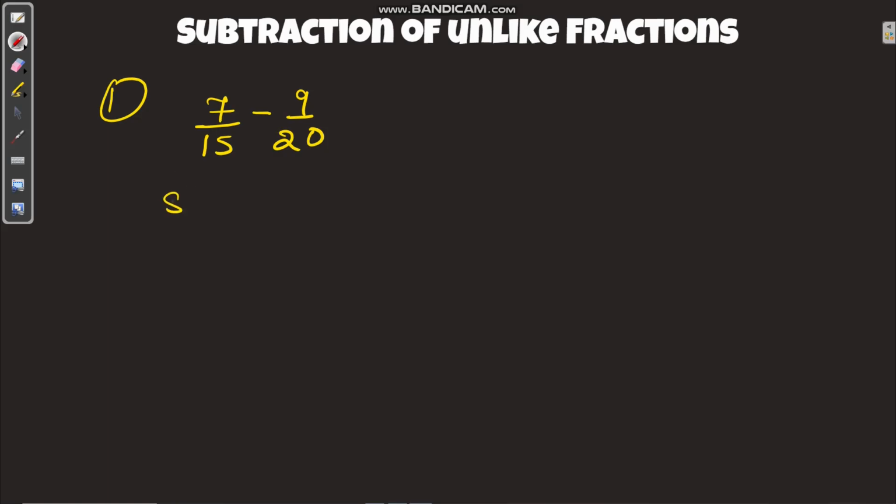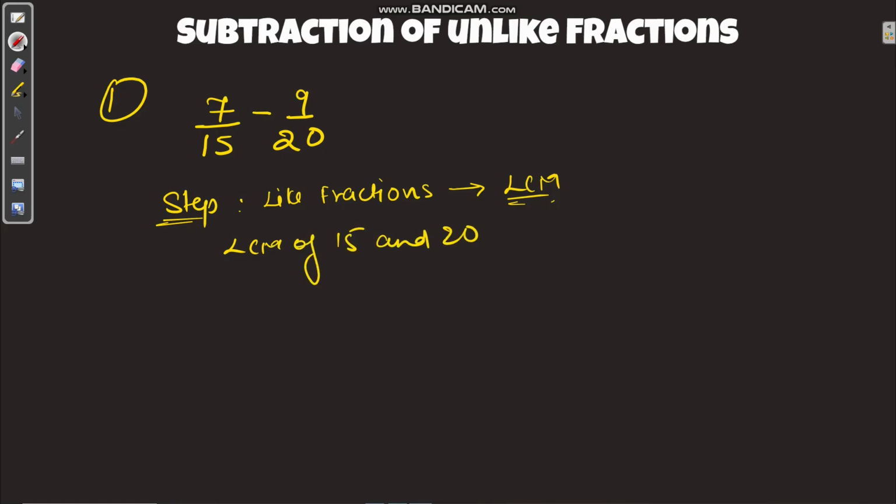So step number 1 is to convert them into like fractions. And how do you do that? By taking the LCM of their denominators. So let's take the LCM of 15 and 20. What's the LCM of 15 and 20? Let's find a number which both 15 and 20 divide. It is 60. Whatever your LCM is, you have to convert each and every denominator to that.